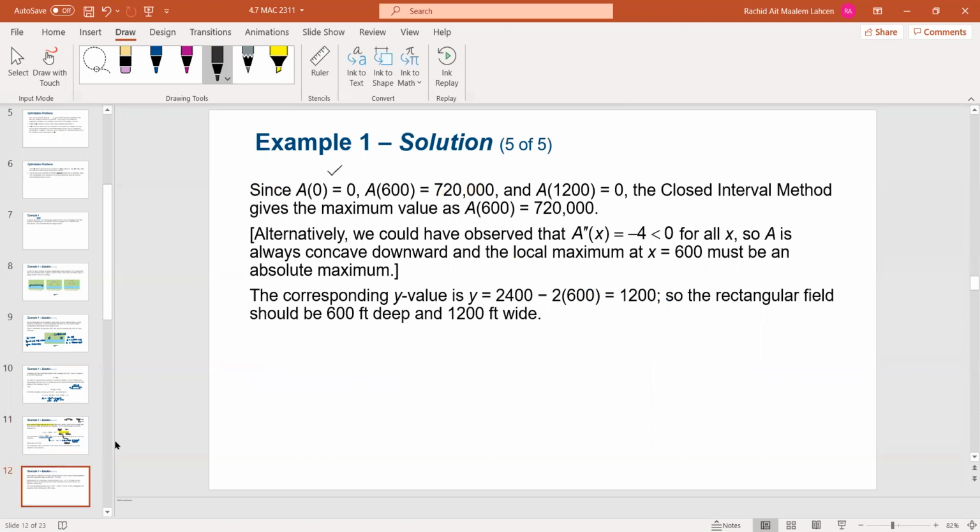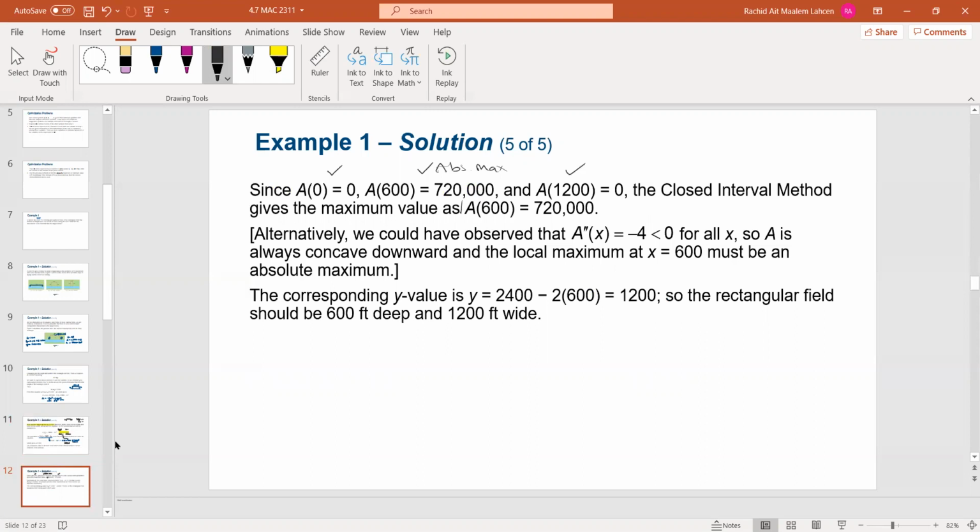So A of 0 is 0. A of 600 is 720,000. A of 1200 is 0. So the closed interval method gives the maximum value at 600, which is 720,000. So of course this is the absolute max from what we can see, right?